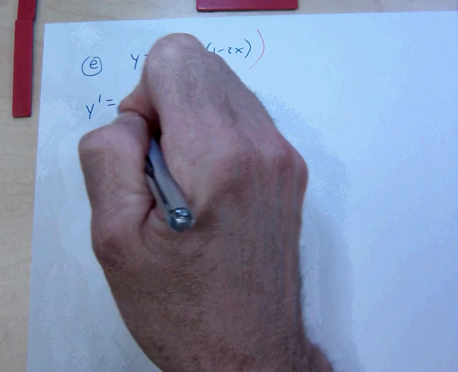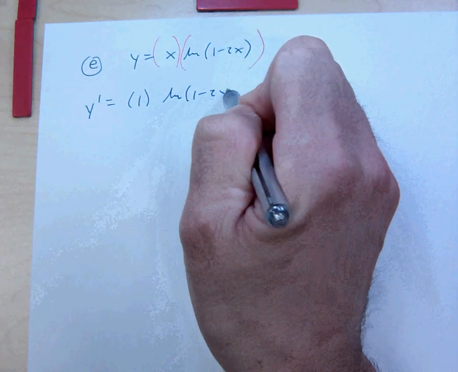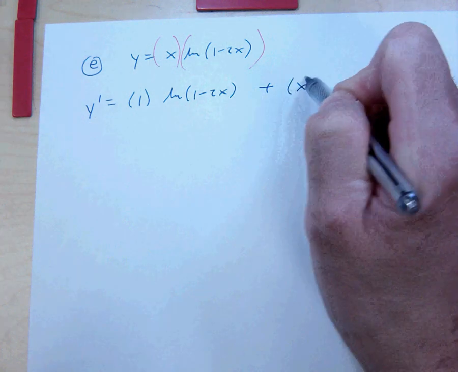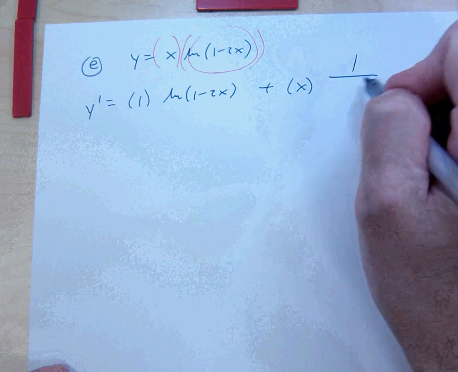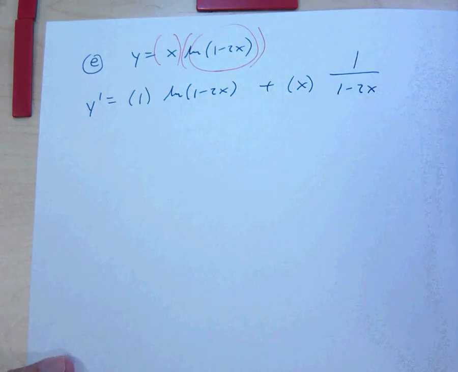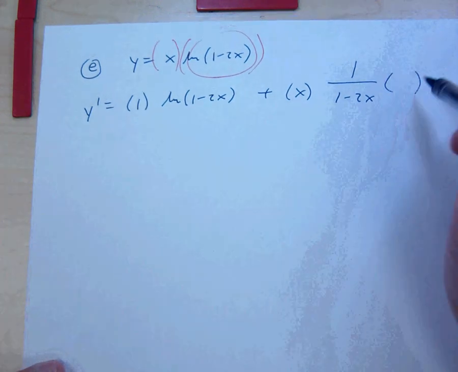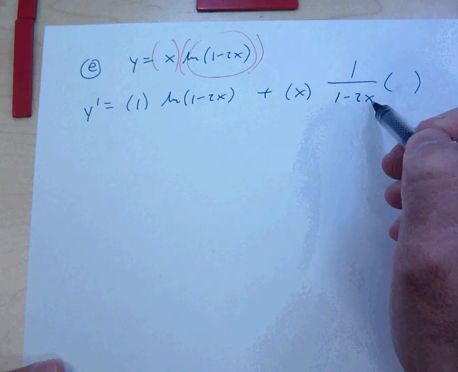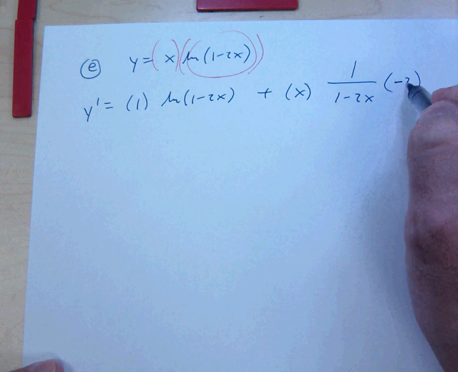You take the derivative of the first function, which is x, times the second function, which is just this, and then plus the first function, which is just x, right? And now times the derivative of the second function, which is 1 over 1 minus 2x. Write these down. Okay, and then don't forget, if you take 1 over u, don't you have to multiply by the derivative of u? What's the derivative of 1 minus 2x, guys? What is it? Negative 2.